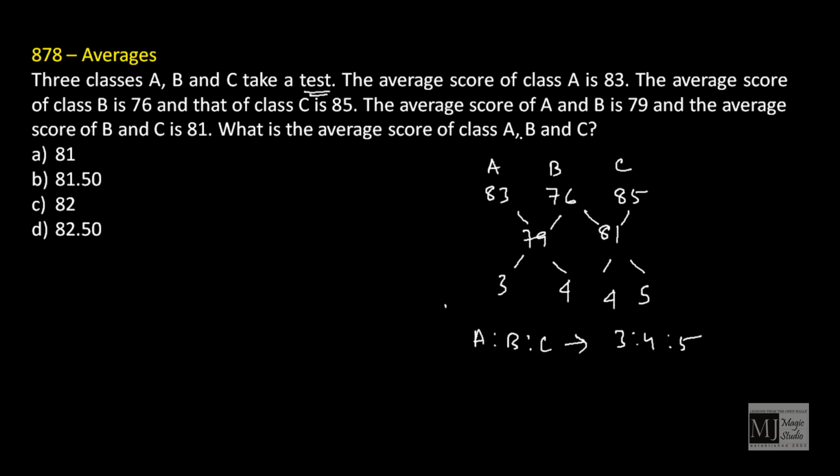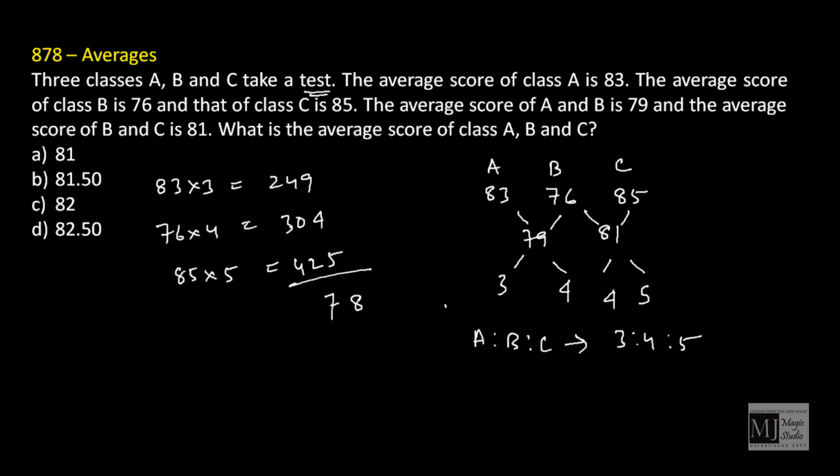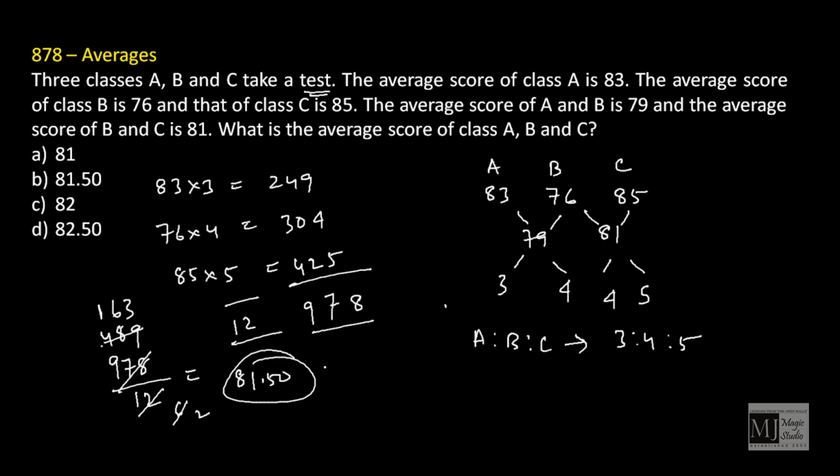And what is the average score of classes A, B, and C taken together? Then the average would be the weighted average we are looking for. 83 into 3 is 249. 76 into 4 is 304. 85 into 5 is 425. Total would be 978. So the overall average would be 978 by 12, that is 81.50.